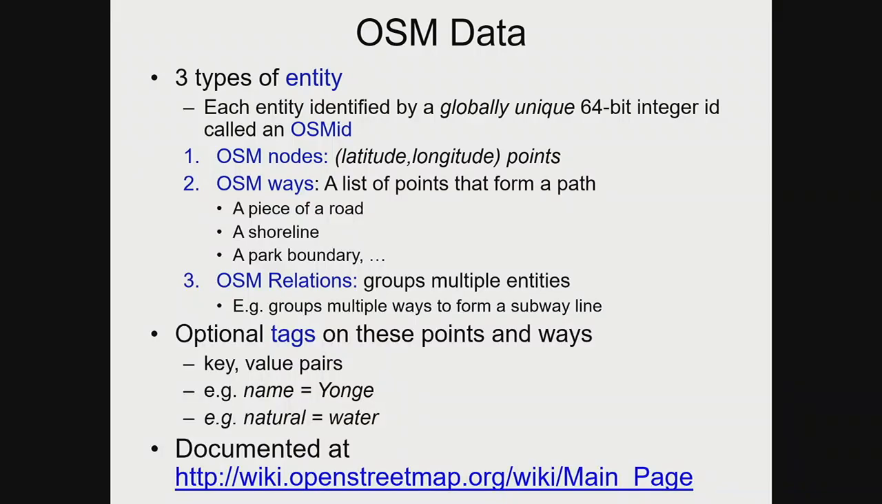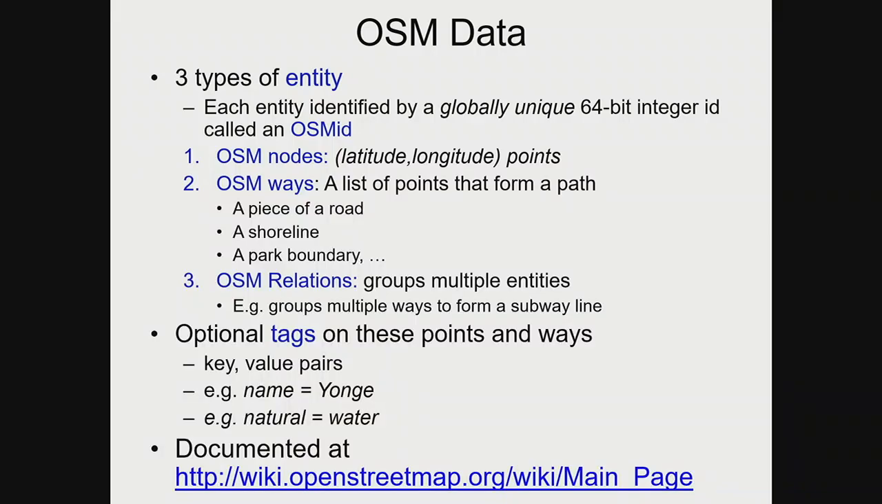And the third one, which is the more complicated one, is called OSM relations. An OSM relation is a group or a collection of all of the above entities. It can be a group of multiple OSM nodes or multiple OSM ways or even other relations. For example, a big park like Hyde Park will be represented by an OSM relation that consists of multiple smaller OSM relations, because there are streams, ponds, etc. inside the park. Each one of these is called an entity.